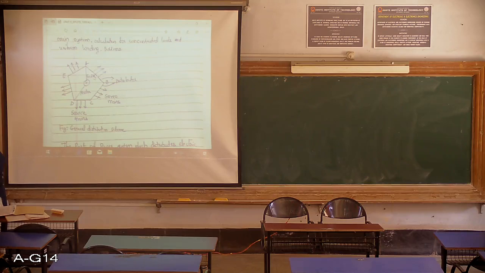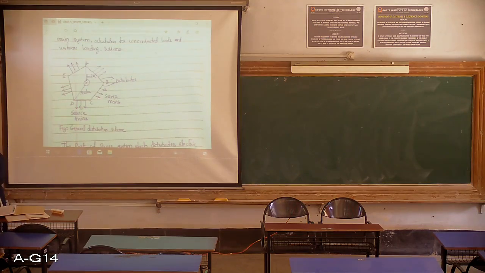So the general distribution scheme looks like what you can see here. We have the service mains, then the feeders, and also the distributor line. As we can see here in the center, this is the supply end. Then it is connected via feeders. Can you see these feeders? Then I have a distributor plane, and then we have the service mains.